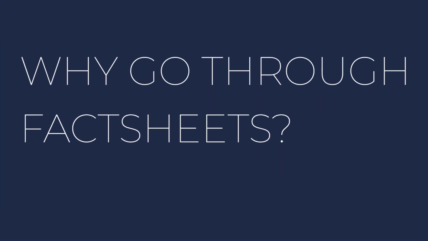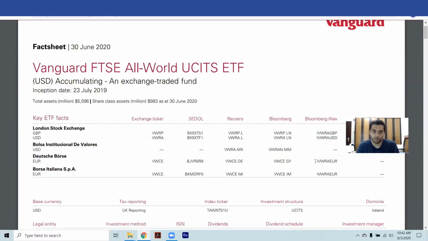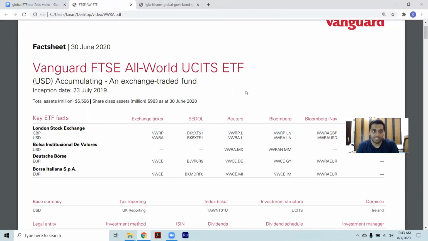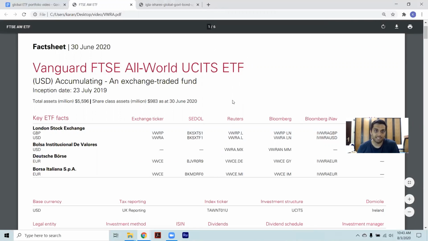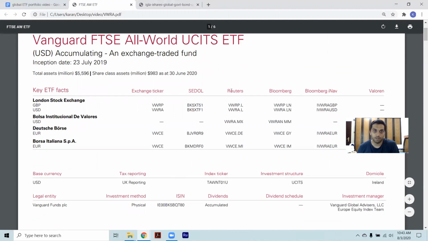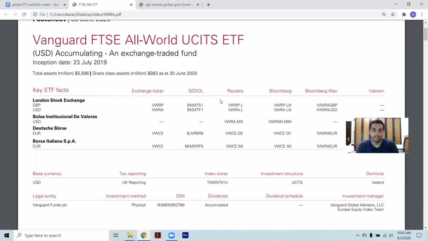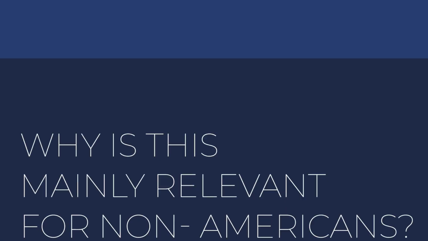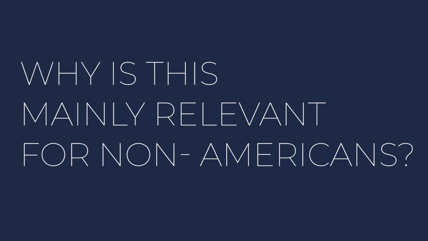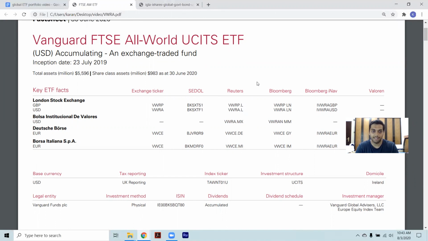So we'll be going through fact sheets for BWRA and IGLA, the first sample portfolio. I wanted to go through the fact sheets to explain what I would look for when I'm building a passive portfolio, what are the factors that I think are important, and how having an Ireland domicile portfolio is going to be more beneficial for non-Americans due to tax purposes. Now, the reason I'm going to be speaking specifically for non-Americans is due to the fact that non-Americans and Americans are taxed very differently when it comes to certain ETFs.